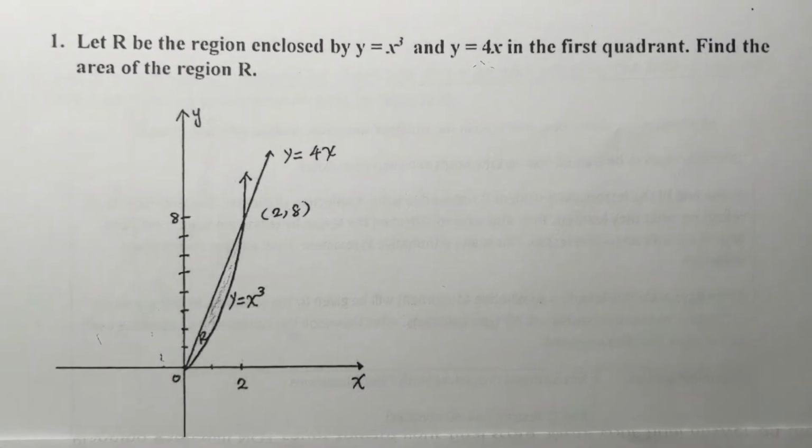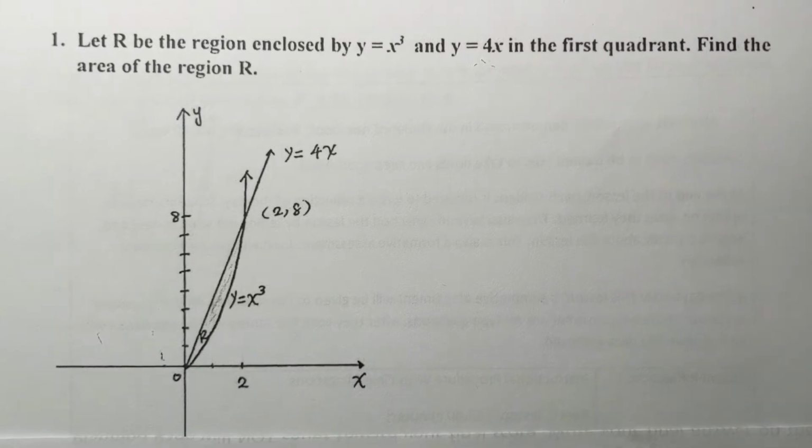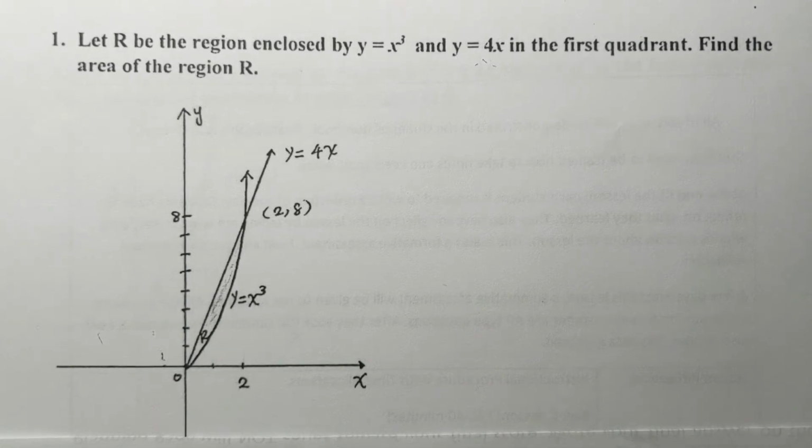Hi, good morning. Today we are going to continue to learn how to find the area enclosed by two curves. So let's review a little bit. Take a look at question number 1. Let R be the region enclosed by y equals x cubed and y equals 4x in the first quadrant. Find the area of region R.